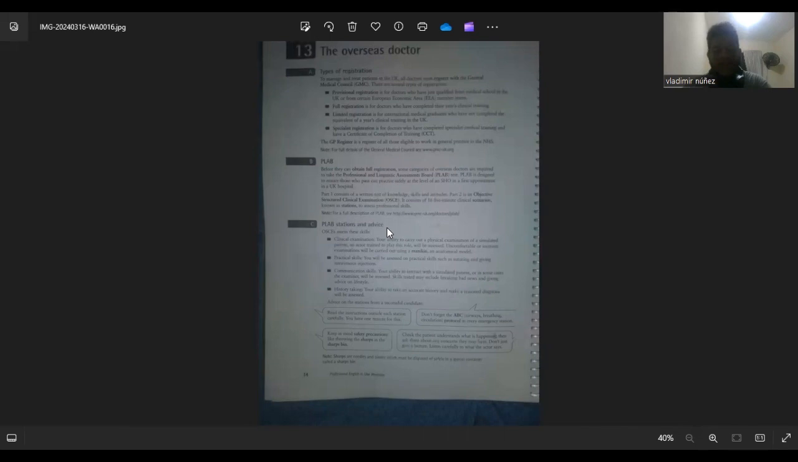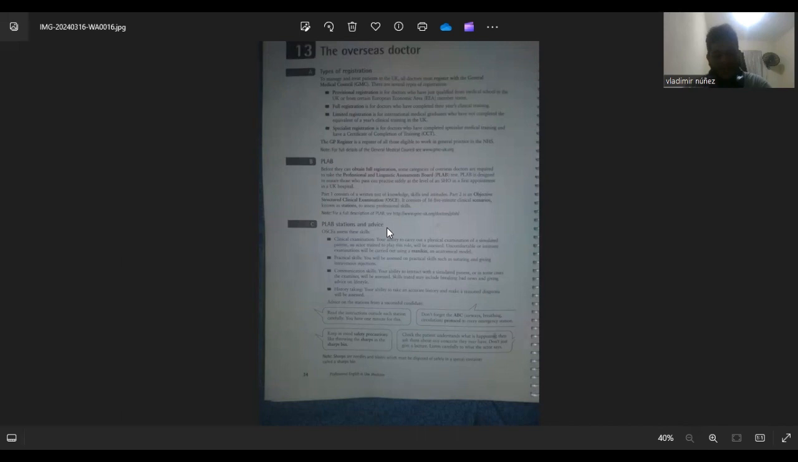Specialist registration is for doctors who have completed specialist medical training and have a certificate of completion of training. The GP register is a register of all those eligible to work in general practice in the NHS. For further details of the General Medical Council, see www.gmc-uk.org.